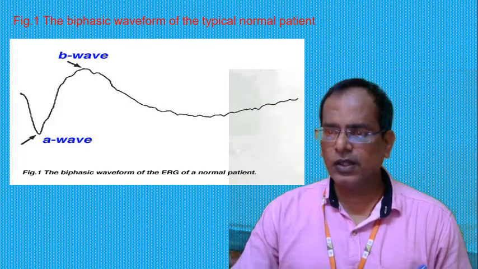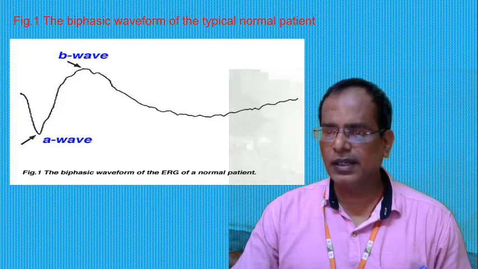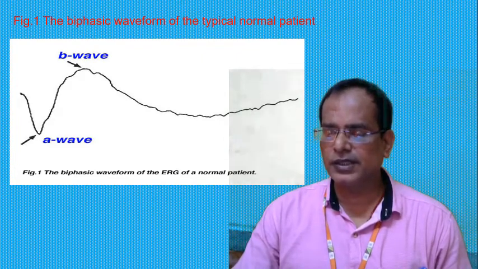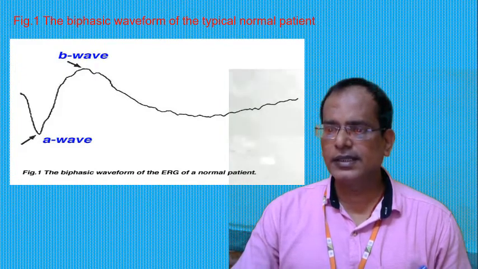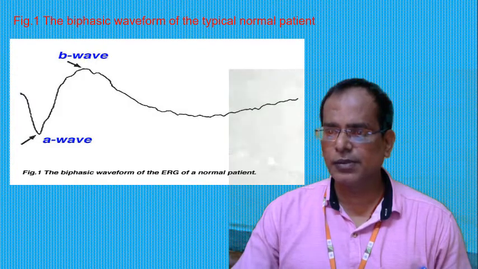The global or full-field electroretinogram, that is ERG, is a mass electrical response of the retina to photic stimulation. Photic stimulation means when light falls on the retina, according to the light falling on it and its intensity, it generates an electrical signal. That is what we call photic stimulation.